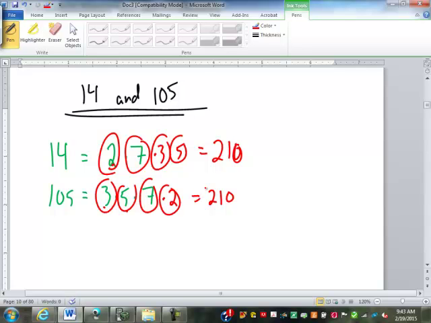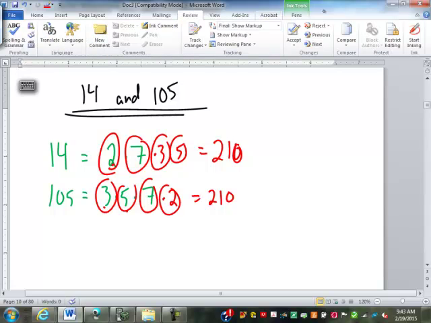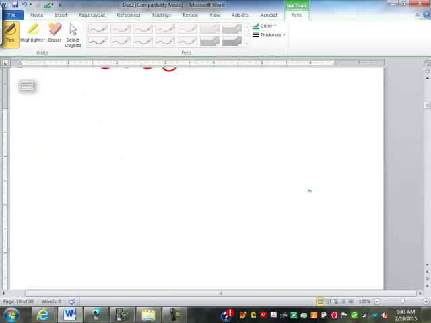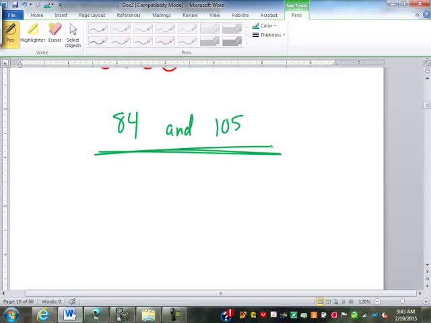What's that? 420 would work, it's just bigger than you need. Yeah, it's not the smallest. Let's give you another one to try. Let's say you try 84 and 105. See what you come up with.